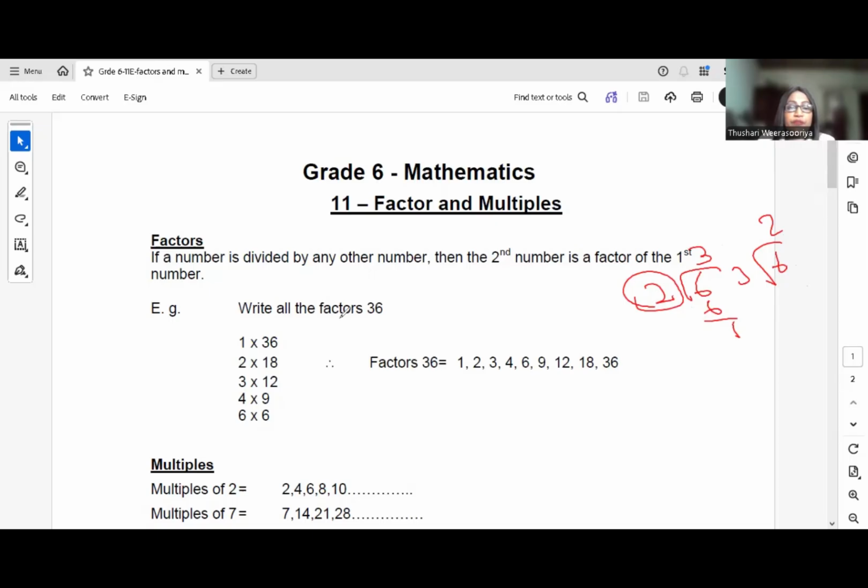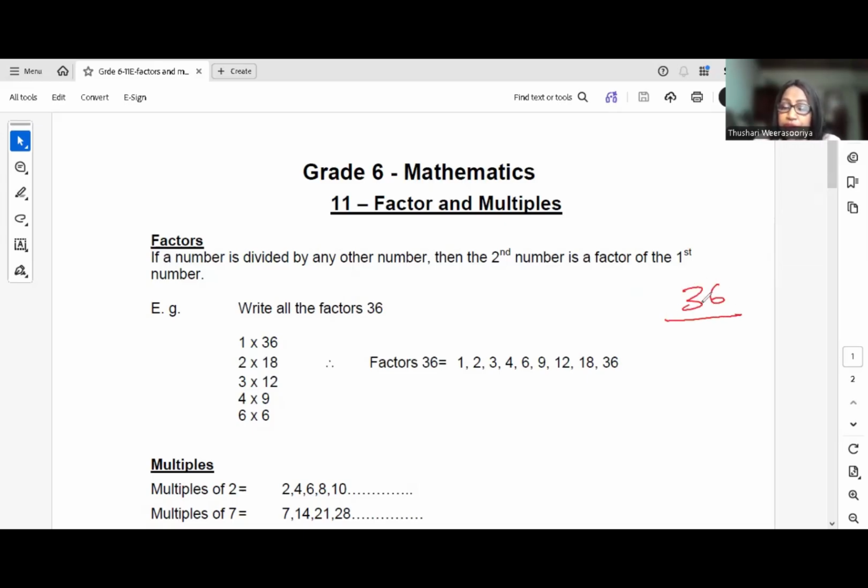Now look at this. When you want to find the factors of a number, you write like this. Example, write all the factors of 36. For one number, a lot of factors are there. Some numbers have only one factor, some numbers have two factors, and a lot of numbers have more than two factors. Now write all the factors of 36. This is how you write.